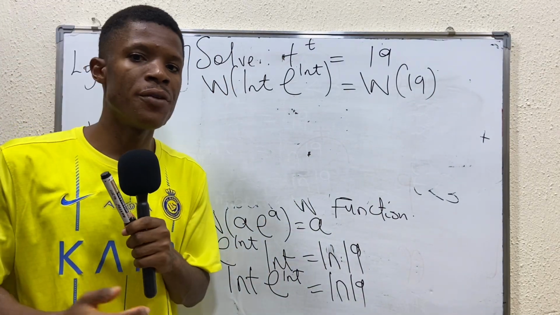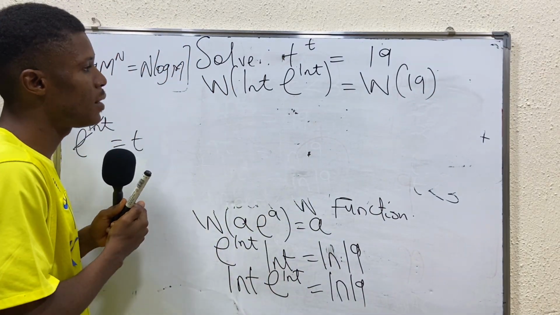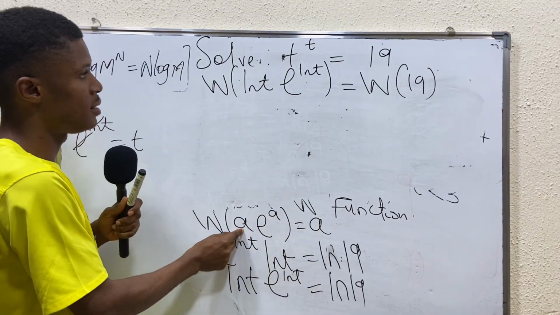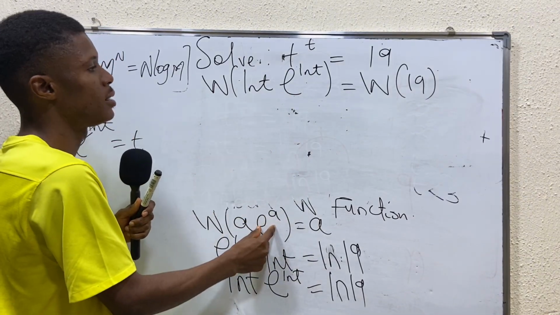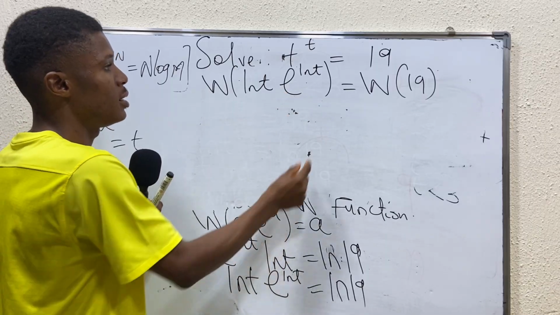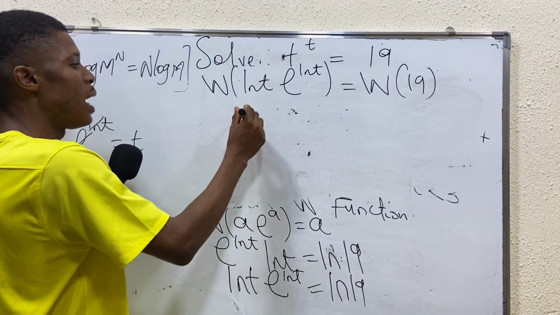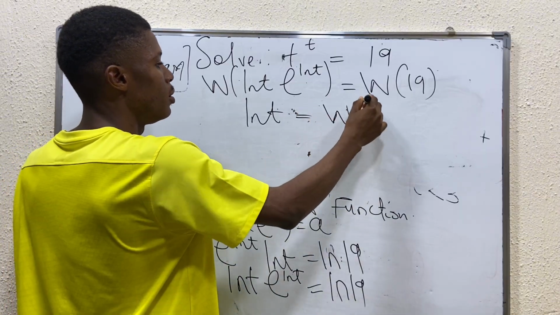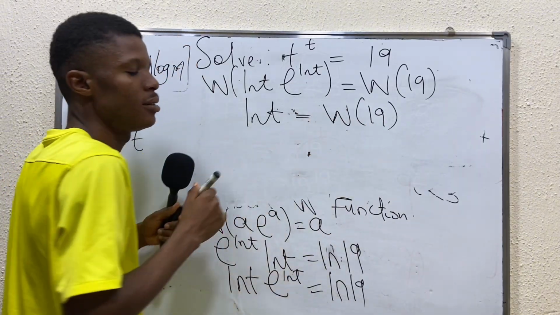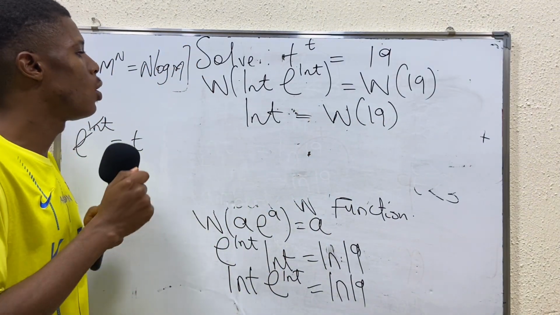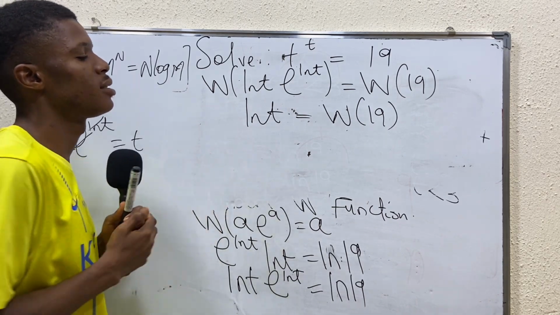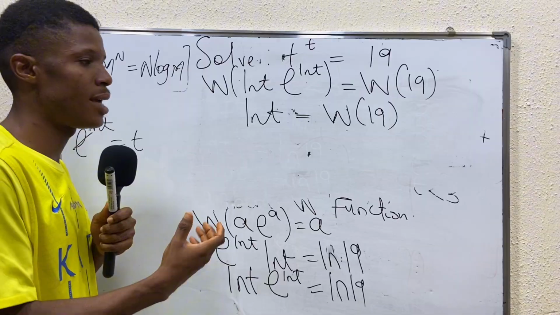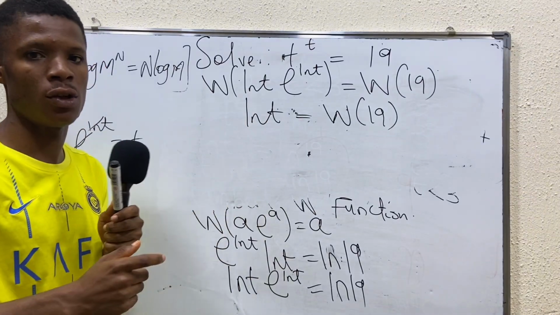If you have this now, you can see that the output is now ln t, because our a is now ln t, it's still the same. So we have ln t is equal to the W function of ln 19. So what do we do to get rid of this ln? We take the exponent of both sides, since exponent removes the natural log.